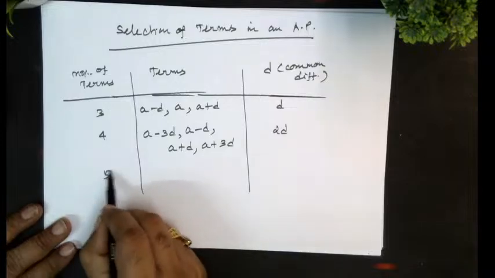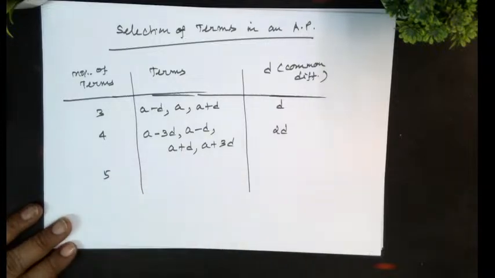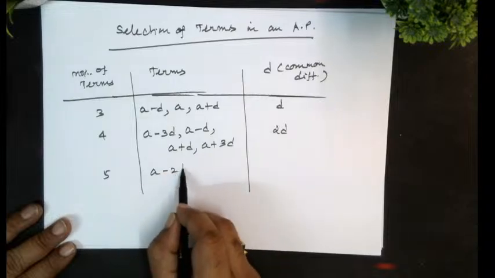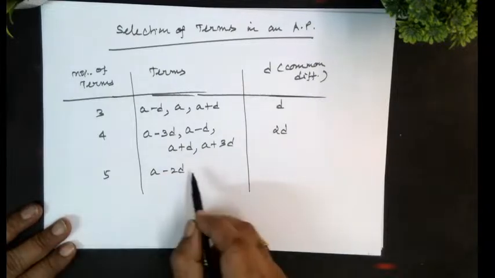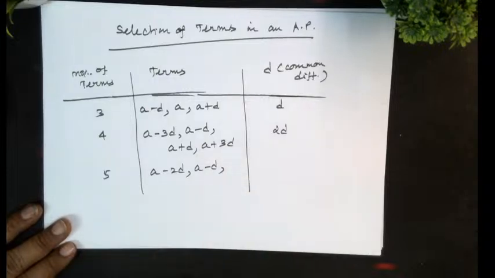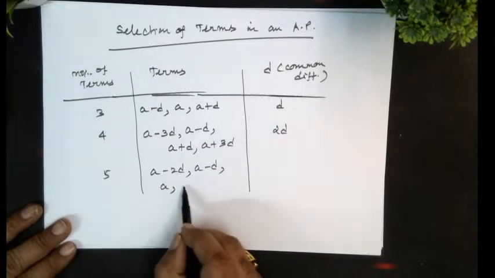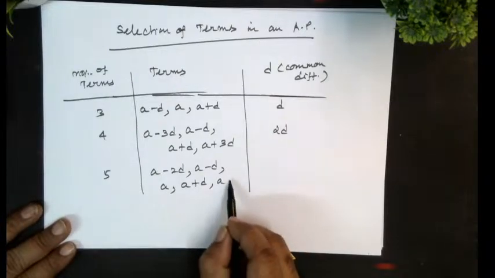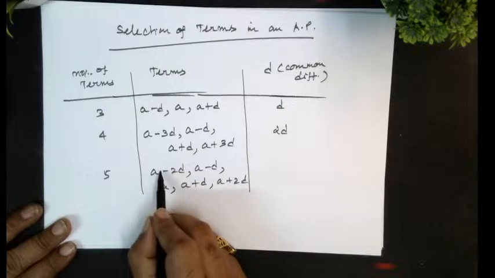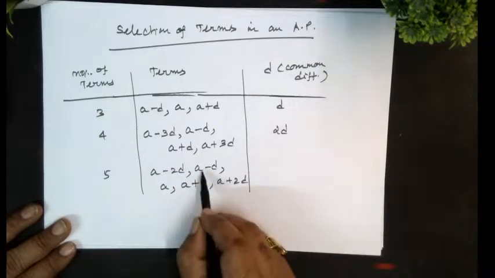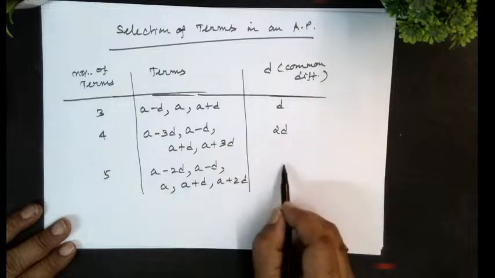Then if you have got 5 terms: a minus 2d, comma, a minus d, comma, a, then a plus d, comma, a plus 2d. You can count the terms also, 1, 2, 3, 4, 5. So here d means common difference d.